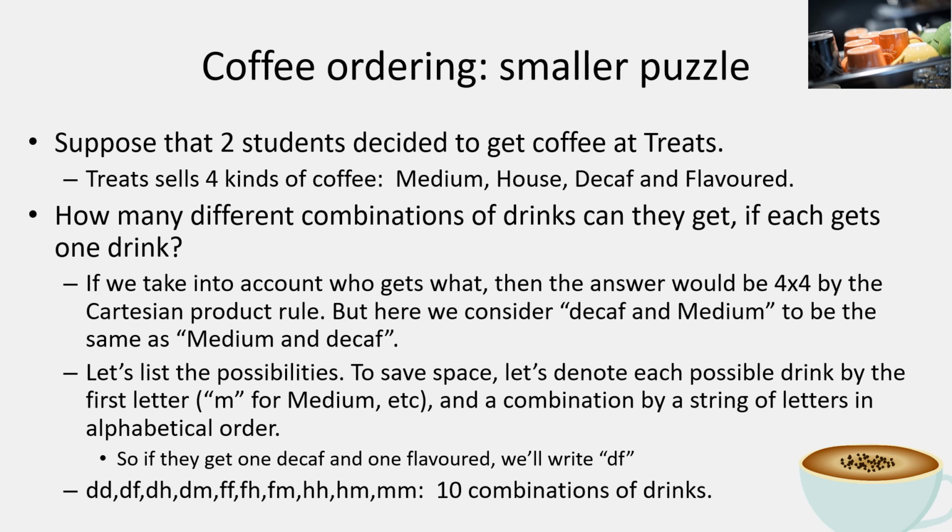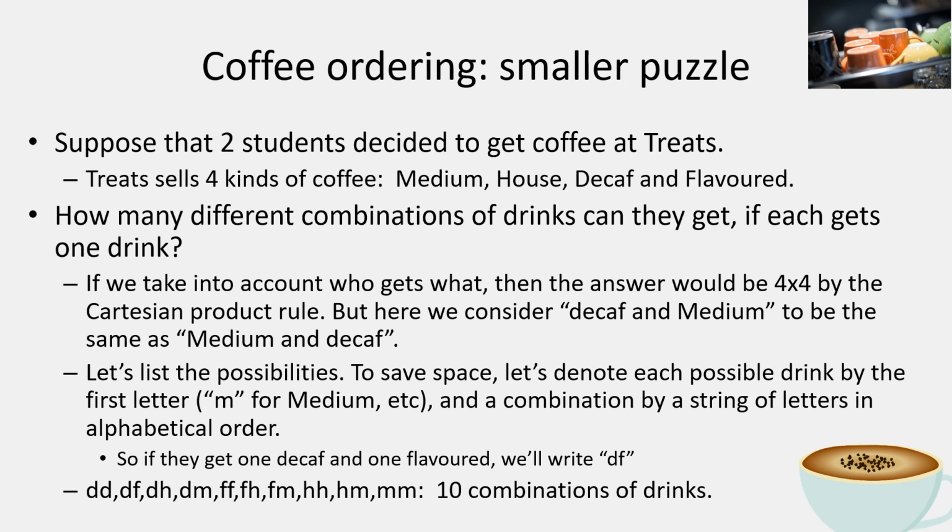So your first reaction may be, okay, I know the rule of product, so let's use it. There are 4 choices for the first person, 4 choices for the second person. That must be 16 possible orders. But in this case, decaf and medium would be the same kind of order as medium and decaf, and we would count it twice. On the other hand, medium and medium we would only count once, so dividing by 2 is not really going to give us the right answer. So what is the right answer?